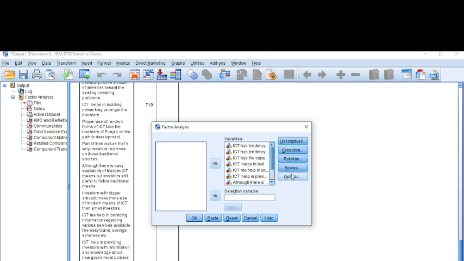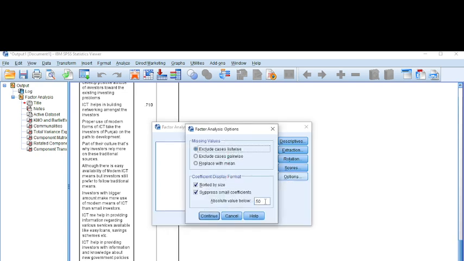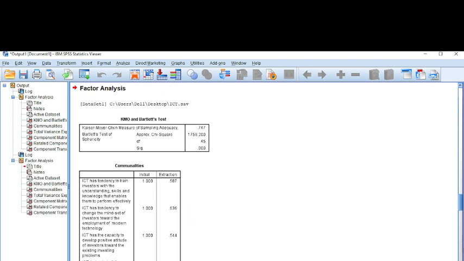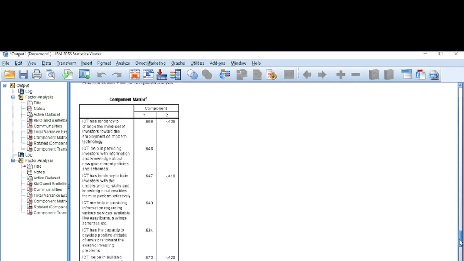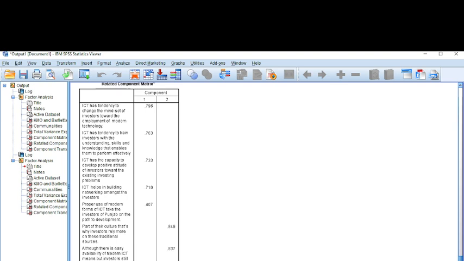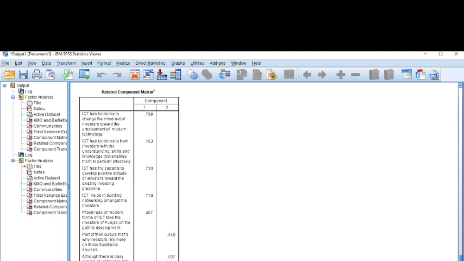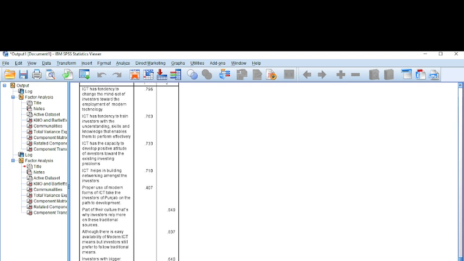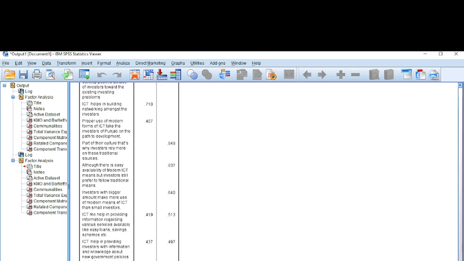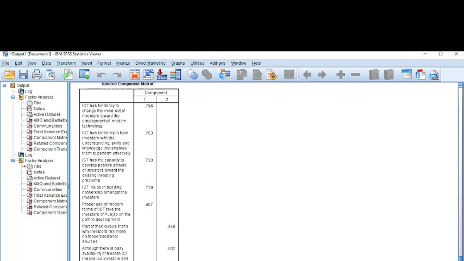I can go to options and make this 0.40, so that it includes data which is a bit less important. Then I'll get factors which have a loading of 0.407 also if I do that, but still the factors are two only.